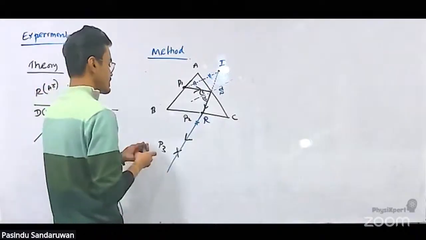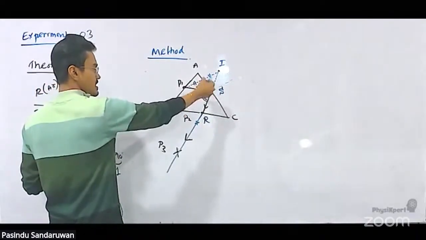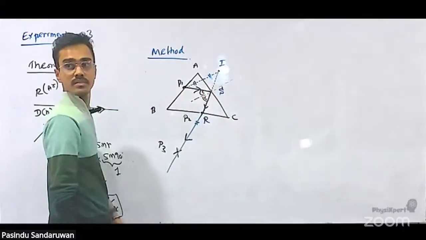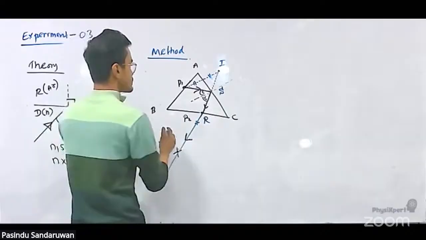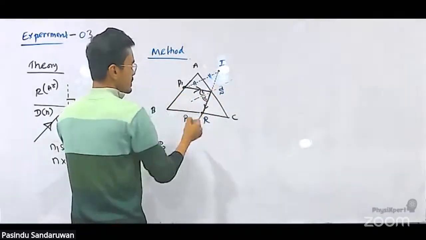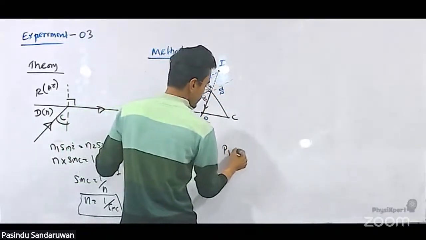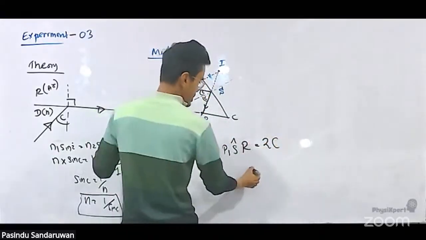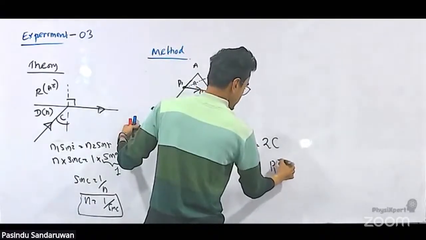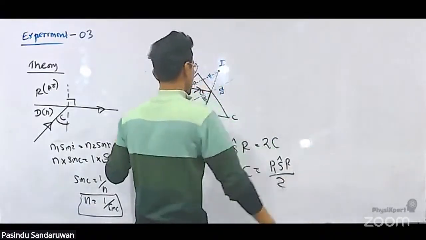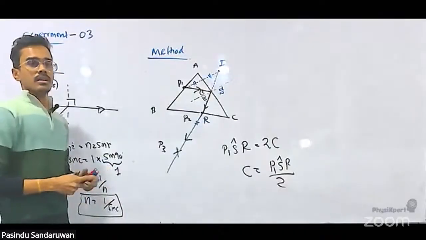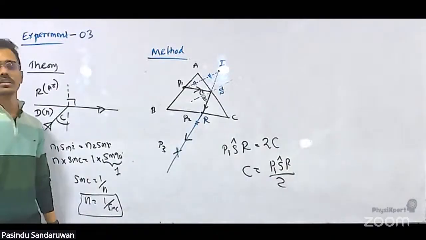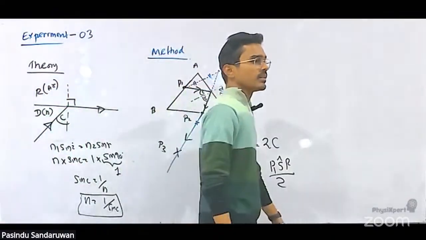Now 2C is a measurable angle. You can measure 2C using the protractor. Measure the angle P1SR. That is equivalent to 2C. Then C is given by half of this angle. If this is known, we can easily determine the refractive index of the prism.